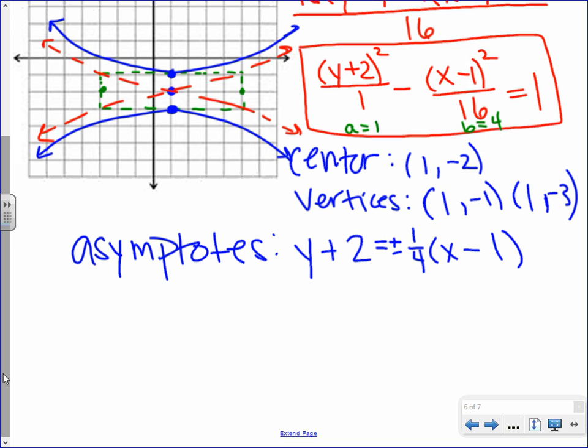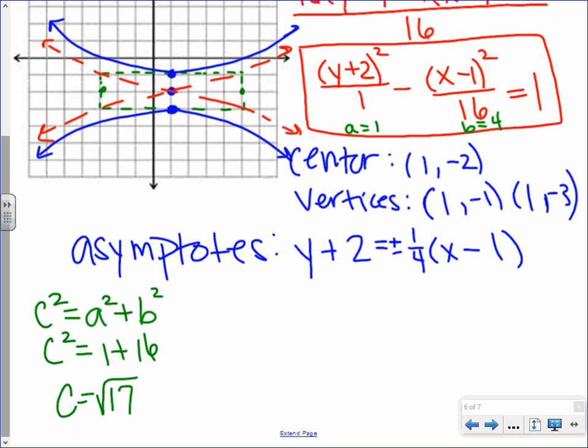Okay, last but not least, let's get some foci on there. So we know c squared is a squared plus b squared. A squared is 1 and b squared is 16. So we know c is radical 17. Radical 16 is 4, so we know radical 17 has to be just over 4.